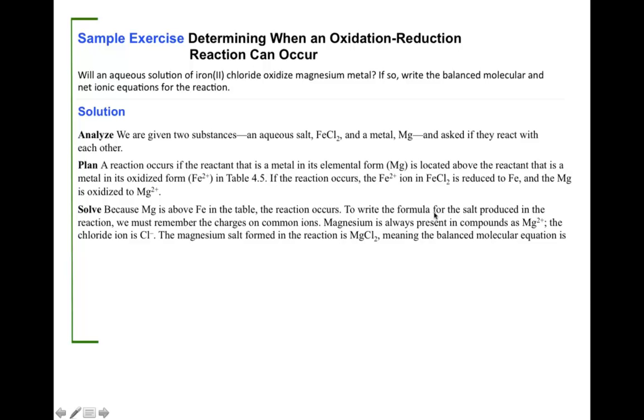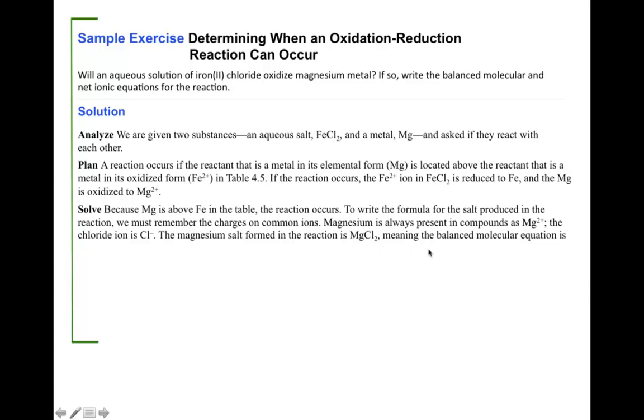To write the formula for the salt produced in the reaction, we must remember the charges on common ions. Magnesium is always plus 2, while chloride is minus 1. So that means we're going to need two chlorides to cancel the plus 2 of magnesium, and this will be the salt produced in this reaction.